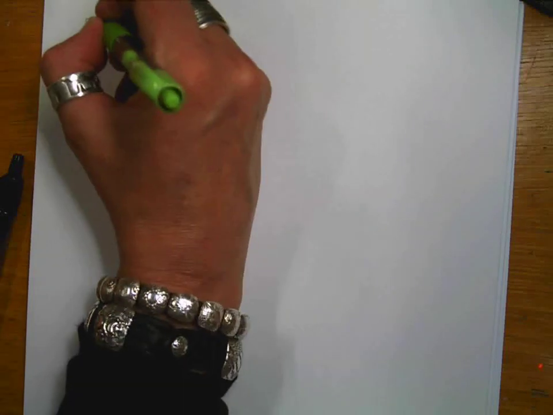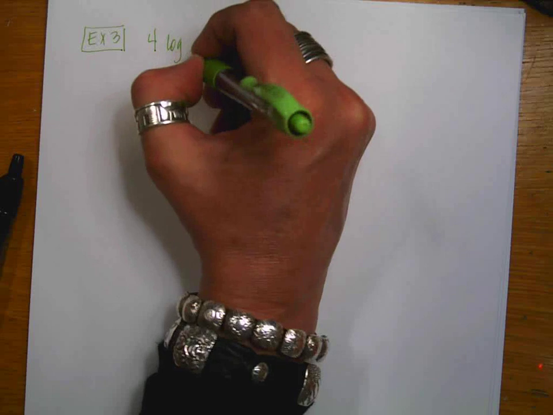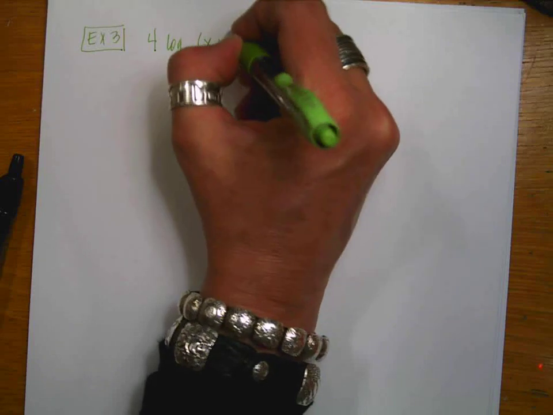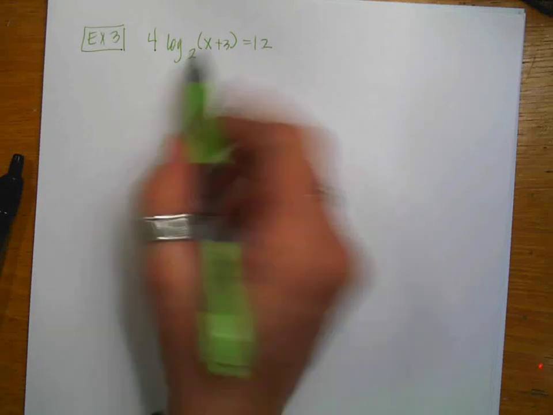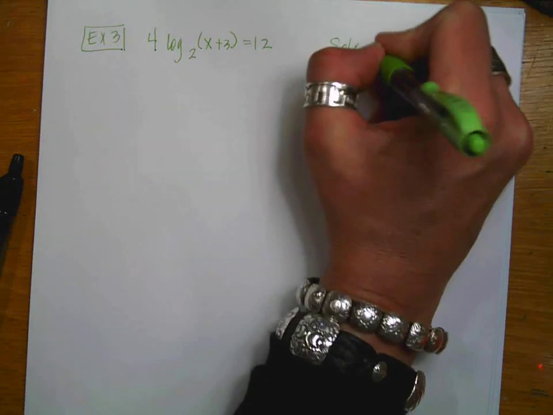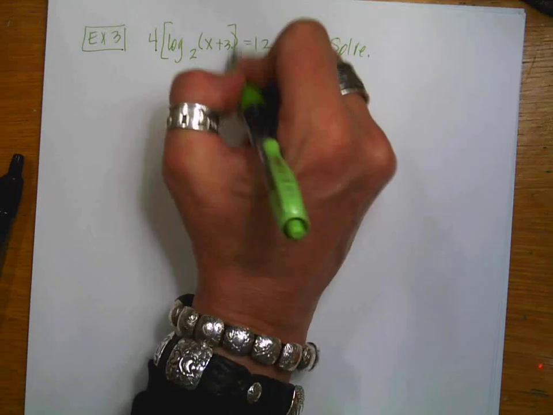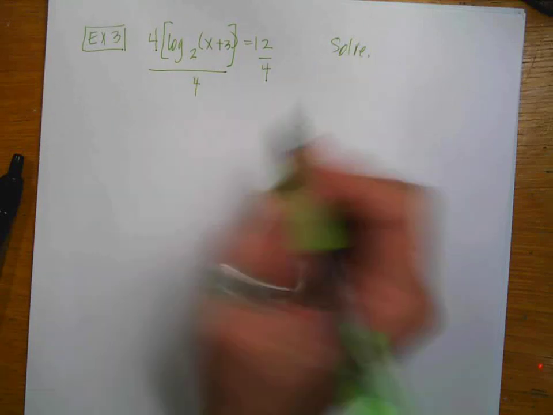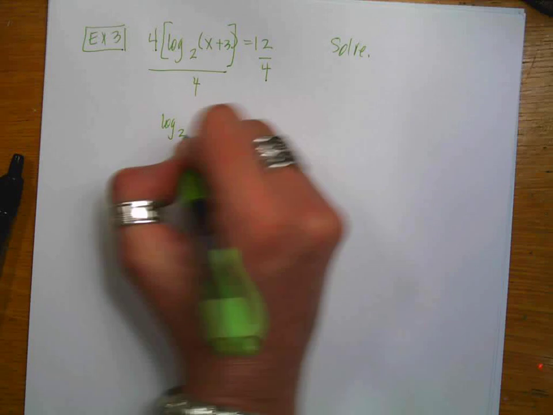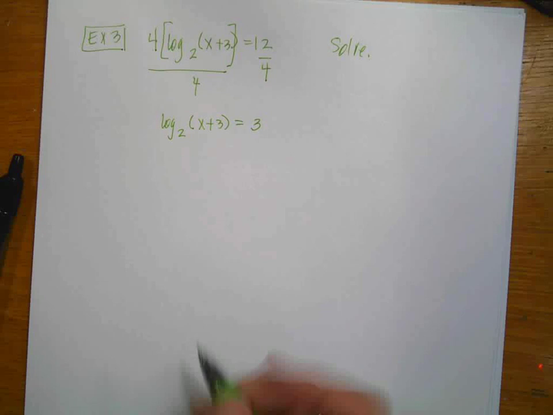So example number 3, we just keep adding a few more entertaining elements to our equations. So I'm going to have 4 log base 2 of x plus 3 is equal to 12. So when I get ready to solve this, and I guess I should write that the directions are solve, the first thing that I'm going to do is isolate this part of the expression. So I'm going to divide both sides of the equation by 4. So I'm going to get the log base 2 of x plus 3 is equal to 3.